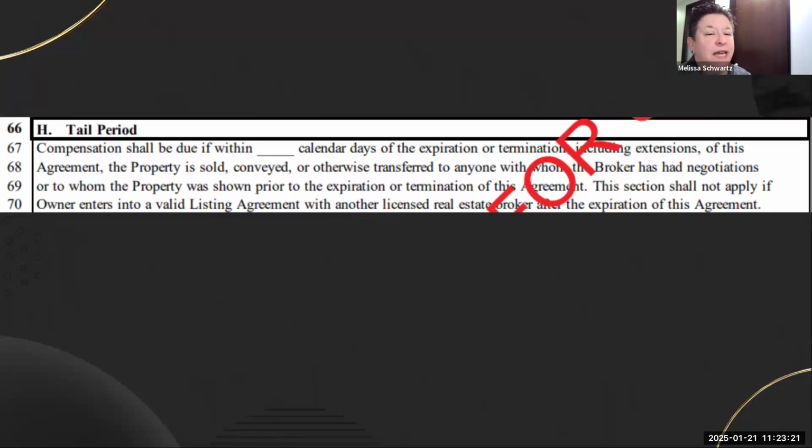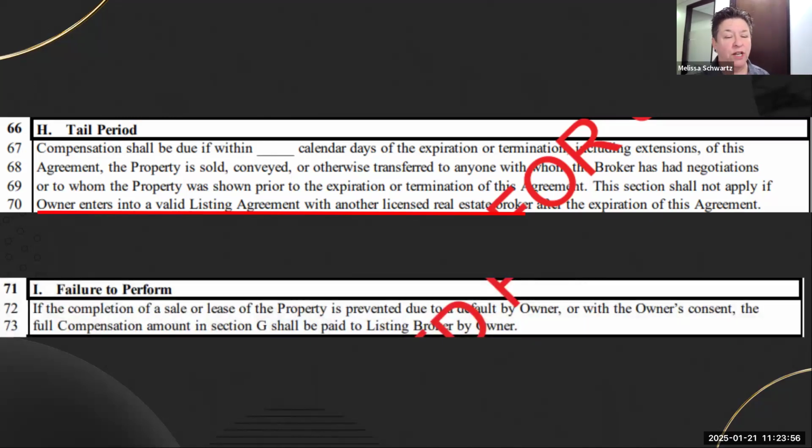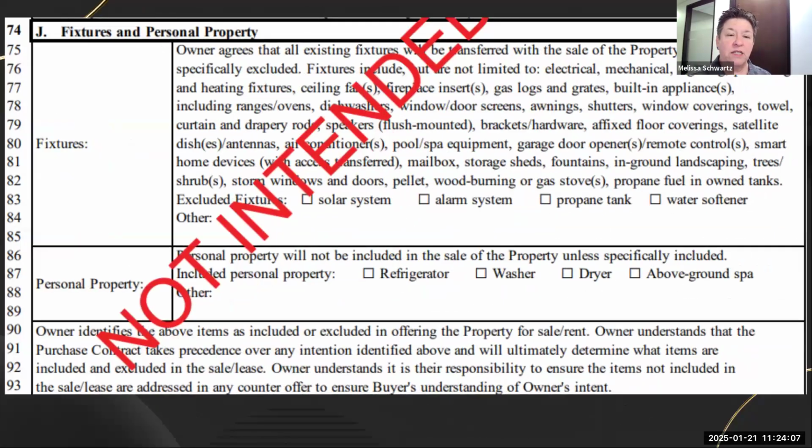Okay. Tail period. This is very similar to our AAR listing. Compensation shall be due if within X days of expiration, the property is sold, conveyed, or otherwise transferred to anyone with whom the broker has had negotiations or to whom the property was shown prior to the expiration. Of course, it's void if the owner enters into another listing contract. So, right, same, that's in our current ER. If they go and hire with somebody else, then it doesn't matter if you show them property or not, you're done. Failure to perform, if it's prevented due to default by owner or with the owner's consent, the compensation amount is to be paid. It's still earned. If they cancel, it's earned and now due.